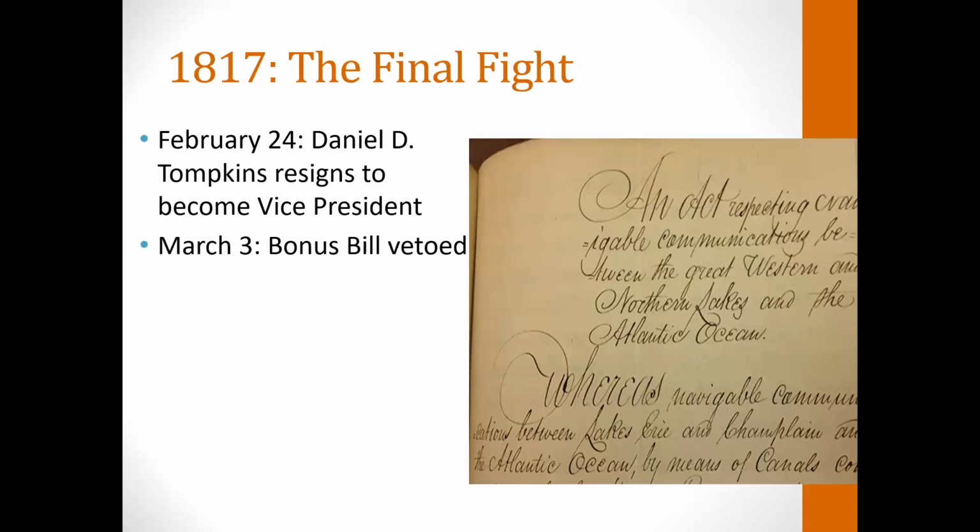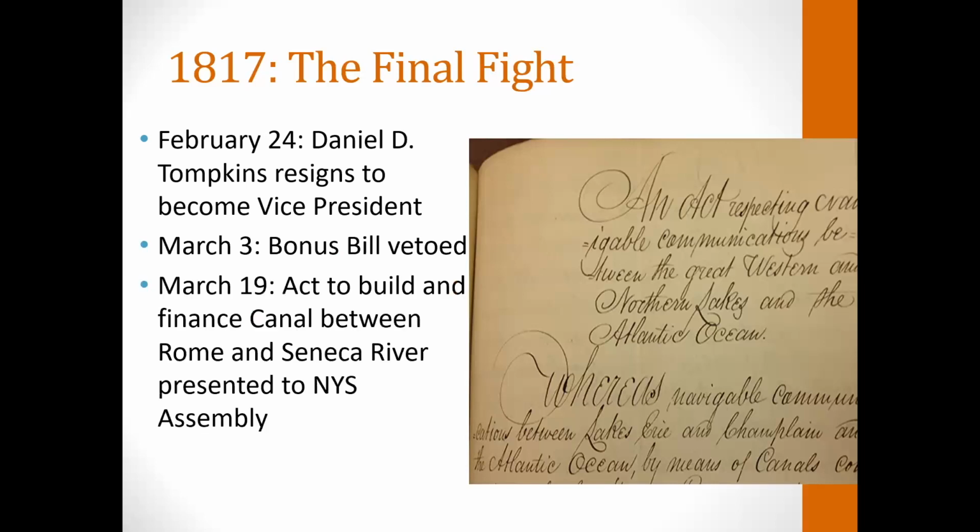It's totally constitutional scruples. Anyway, but then March 19th, after the bill is vetoed, New York State realizes they're never getting federal funding for this. They're never going to be able to make it go through. So March 19th, a new bill is written to finance a canal between Rome and the Seneca River. On April 10th, the bill passes the Assembly.